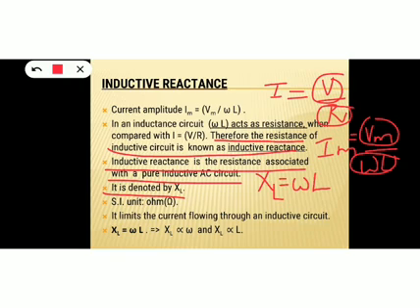What is the unit of this inductive reactance? Inductive reactance plays the role of resistance itself. The unit of resistance is ohm, so the unit of inductive reactance is also ohm. The SI unit is ohm. And it limits the current flowing through an inductive circuit. That you know, resistance always obstructs the flow of current through any circuit. So inductive reactance limits the flow of current through an inductive circuit.